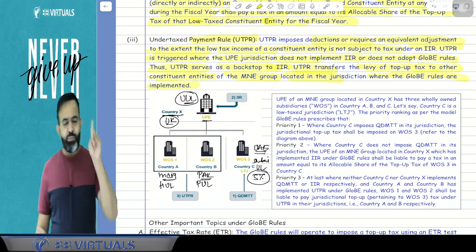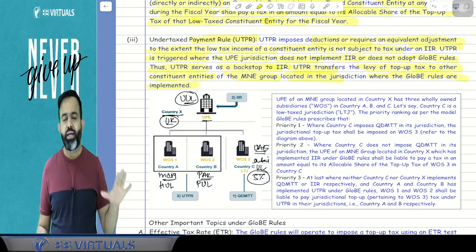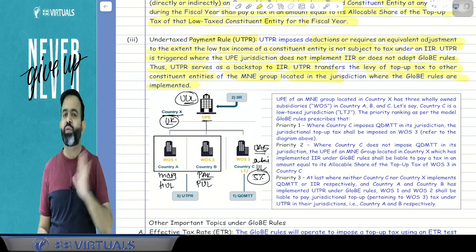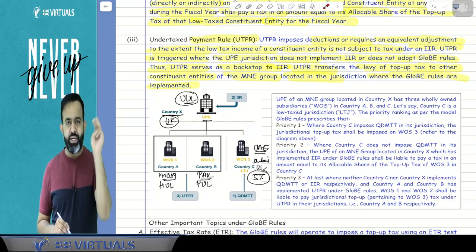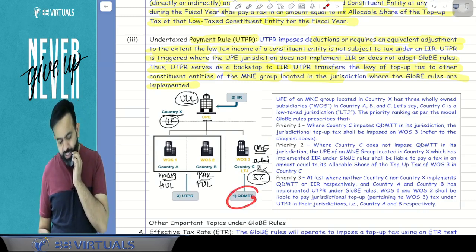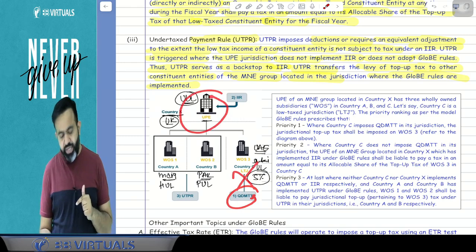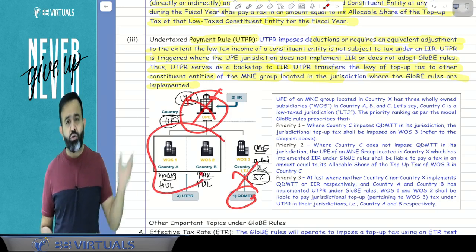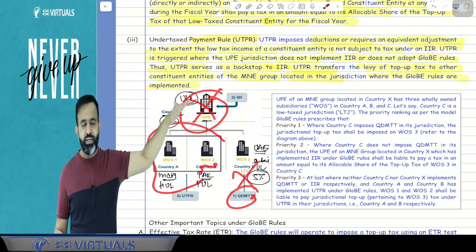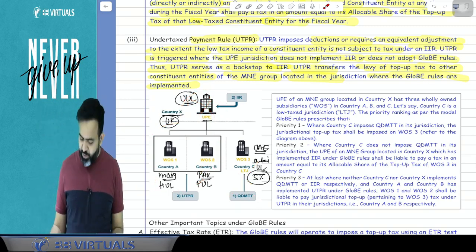Now guys, as per Pillar 2, the minimum tax rate on every constituent entity, every country, is that they have to pay minimum 15%. Suppose in any low tax jurisdiction the rate is below 15%, then there are 3 ways to collect the taxes. One is the QDMT, meaning that country can charge the top-up tax. If that country is not charging, then the parent country can charge the top-up tax. If the parent country is also not charging, then another constituent entity in a different country where this GloBE rule is applicable, that country will charge the top-up tax. You got my point or not?